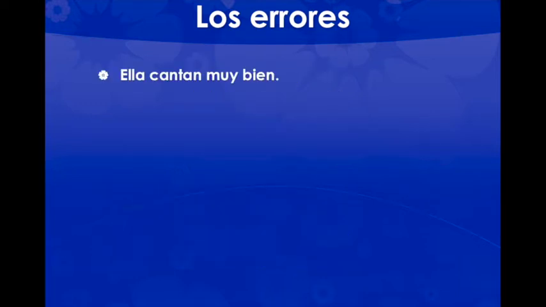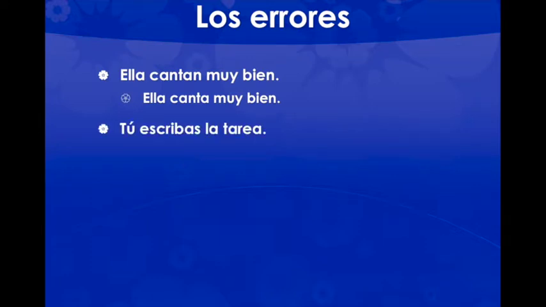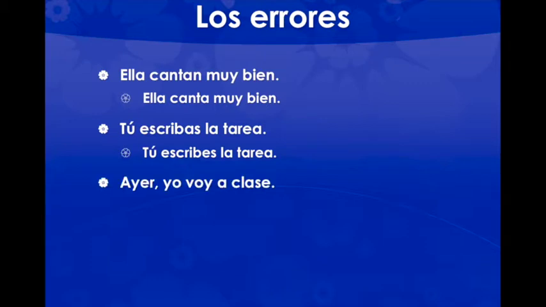A few more. Ella cantan is a misconjugation. It would be ella canta, if you remember how to conjugate from Spanish 1. Tú escribas has an AR verb ending when escribir is an IR verb, so it needs to be tú escribes. And lastly, we have yesterday, ayer yo voy a clase. That means yesterday I go to class. We want to say yesterday I went. And if you learned the preterite tense in Spanish 1, you would know that's ayer yo fui a clase. And we'll cover that actually in a couple months.